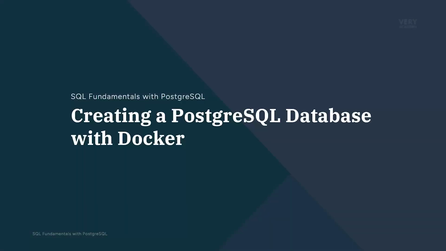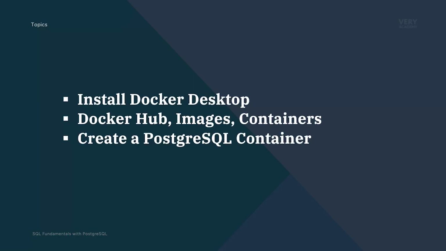In this tutorial, we're going to learn how to install and run a PostgreSQL database within a Docker container. I'll take you through the basics of Docker. If you're not familiar with Docker, we'll go ahead and install Docker Desktop for both Mac and Windows, discuss a little bit about Docker Hub, images and containers to give you some context, and then we'll go ahead and create a PostgreSQL container where our PostgreSQL service will run throughout the entirety of this course.